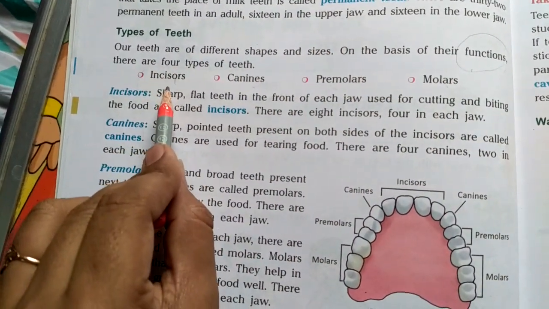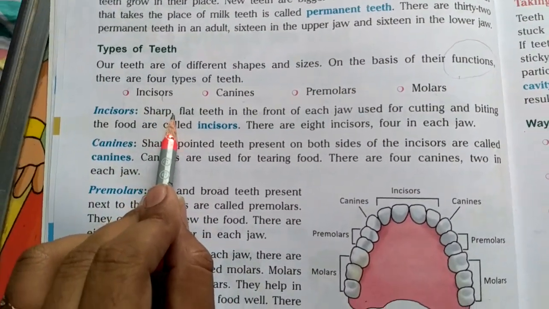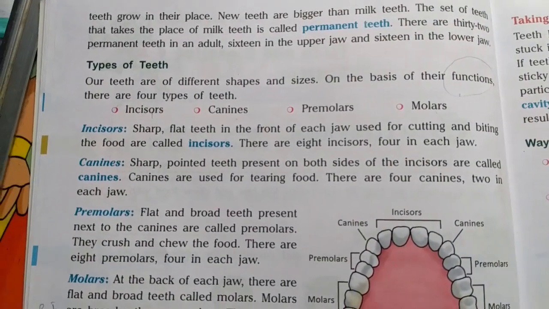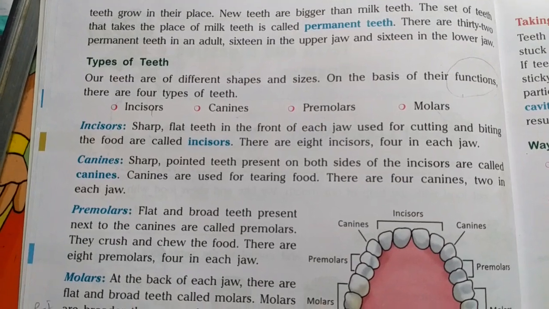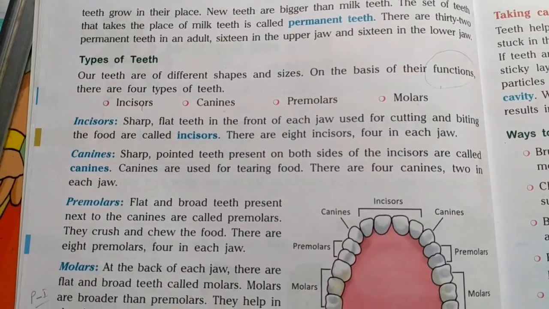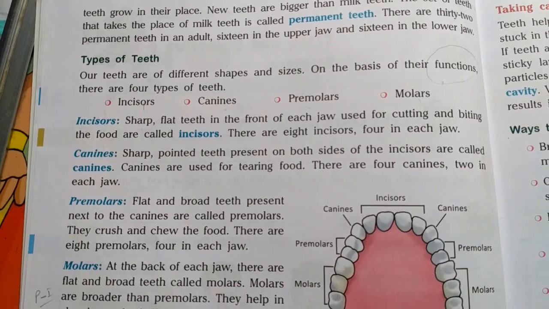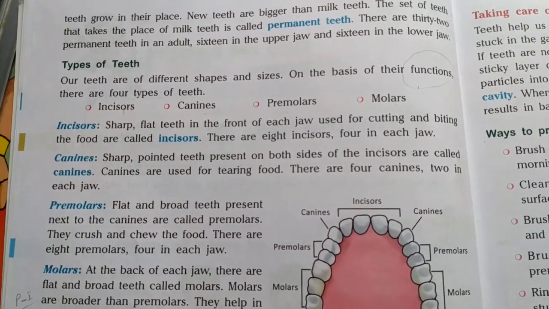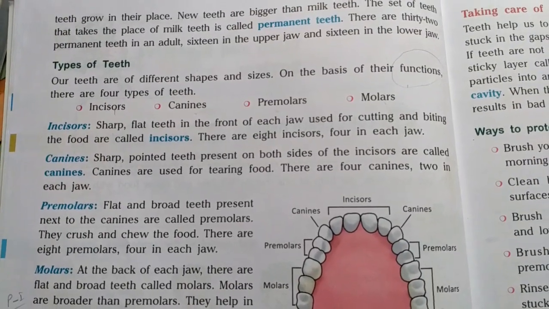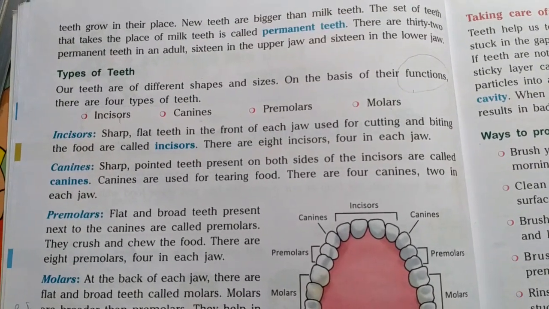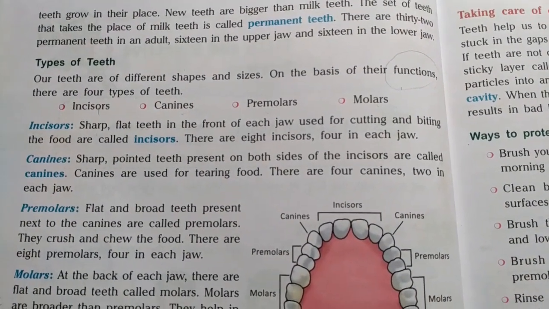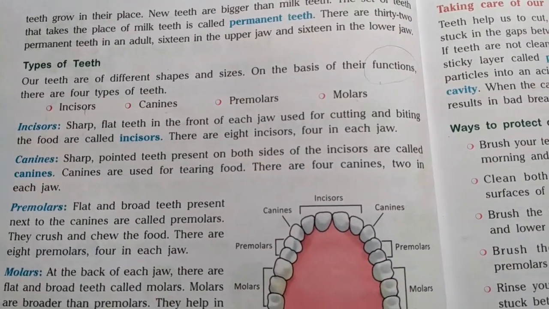Okay, so these names and spellings are important, which you have to learn and pay attention to. This is very important. Types of teeth. Our teeth are of different shapes and sizes. Not all the teeth are of the same size and shape.